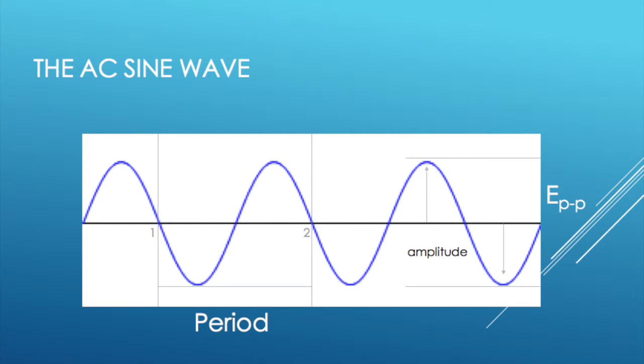The period is the time taken for one complete cycle, so one trough and one peak. The frequency is then 1 over the period, but we'll get to that later. But basically this is all the basics you need to know of the AC sine wave.